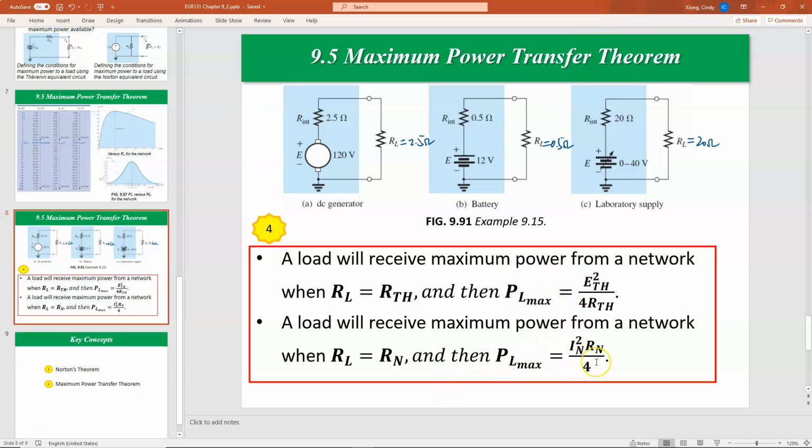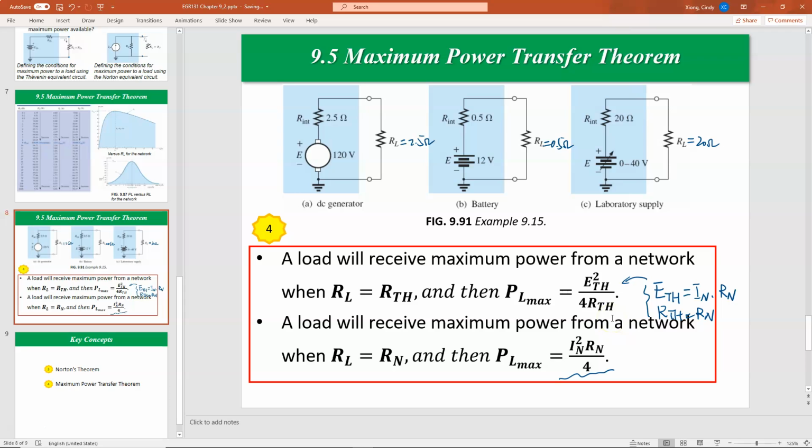So I give you two equations here. They are actually the same, because if you get the Thevenin equivalent circuit, ETH is equal to IN multiplied by RN, and RTH is equal to RN. If you substitute these two into this equation, you will get the same second equation here. So they are actually the same.